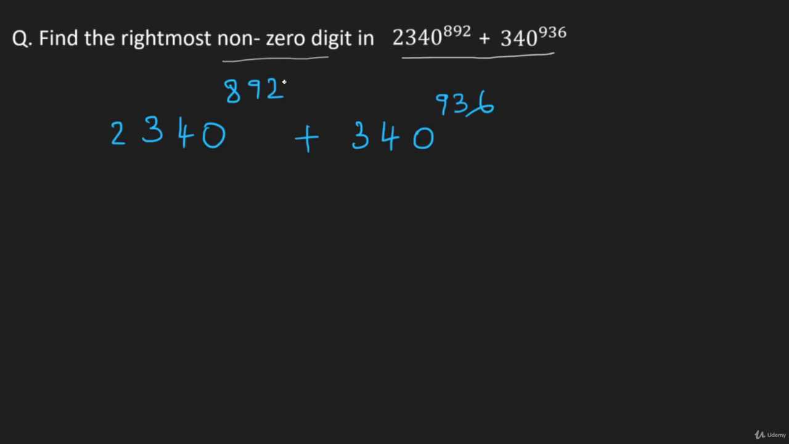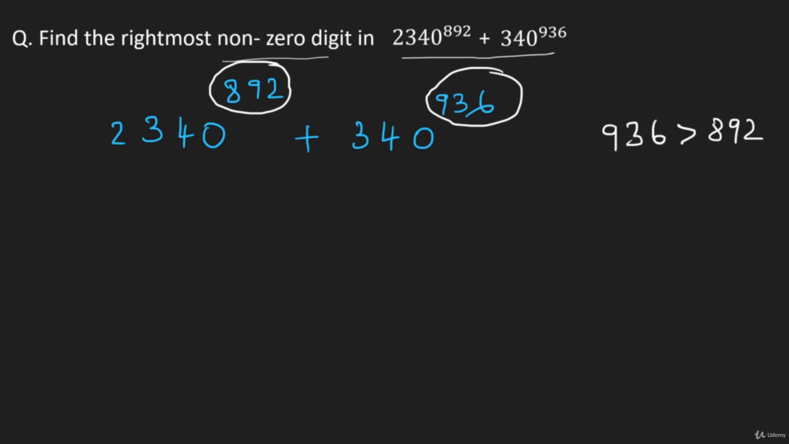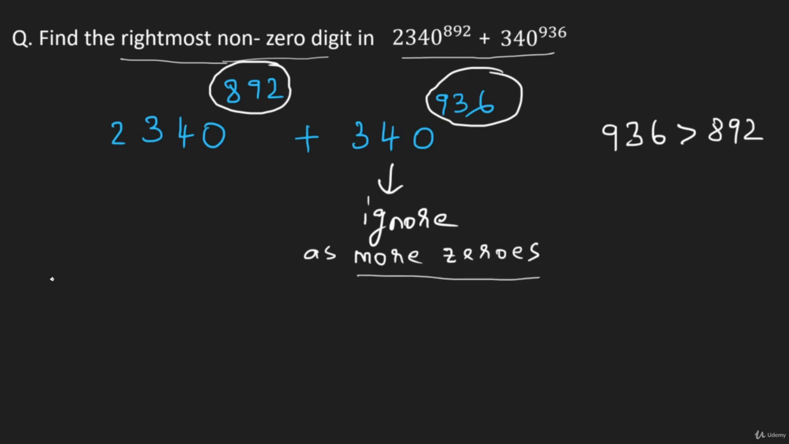Let's analyze the exponents in these two numbers. Over here you have 892 and over here you have 936. We can see that 936 is greater than 892 and we are trying to find the rightmost non-zero digit. Therefore we can ignore the number with the greater power because it will have more zeros, right? What do I mean by that? Say you take 20 to the power 3. That's equivalent to 2 to the power 3 into 10 to the power 3, and you can see that this results in 3 zeros. So 2 to the power 3 is 8 and you have 3 zeros.